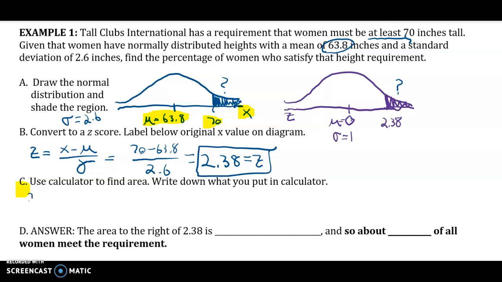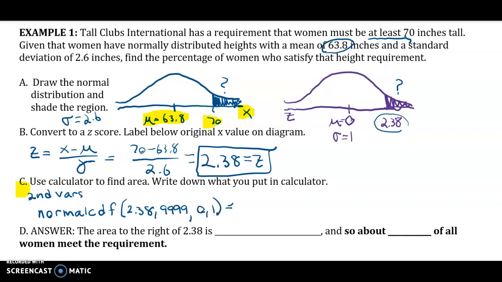And what we do is we press second vars in our calculator, and we'll choose the second choice, which is normalcdf. We'll take our lower bound, which if we're in terms of z-scores, is going to be 2.38. Our upper bound, well, we're boundless, so I'm going to choose 9999. That's at least 4 standard deviations out. My mean is 0, and 1 is my standard deviation. And I'll put that in my calculator. I get 0.0087.